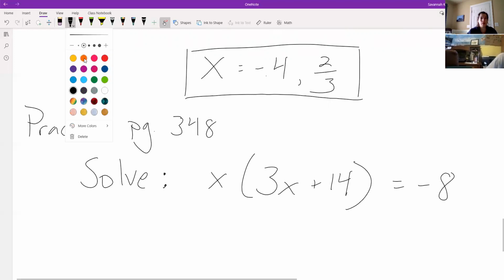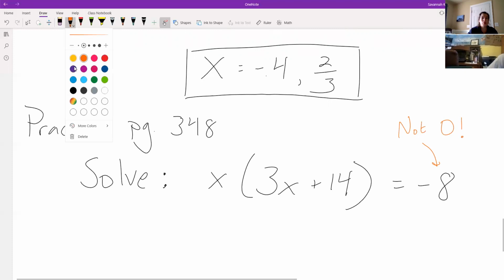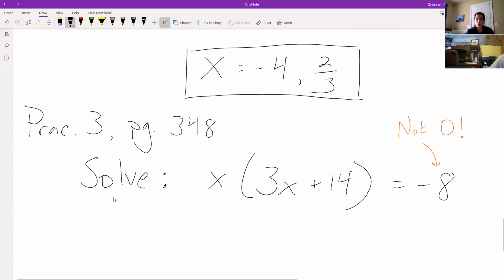So I'm going to put that in the notes. That is a big deal, not 0. So back to those 2 rules for applying the 0 factor property. Rule number 1 is you have to have a factored polynomial, and we have that. But rule number 2 says that factored polynomial has to be set equal to 0 only. So we have a problem.